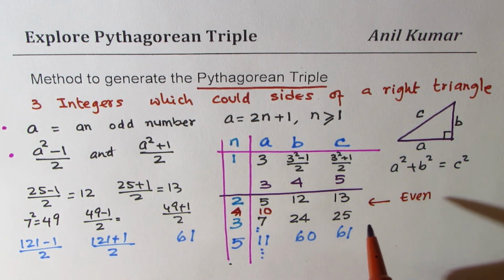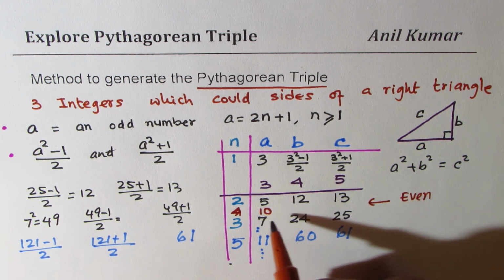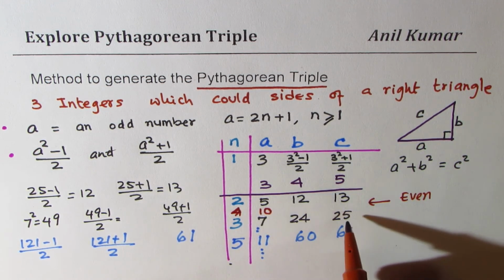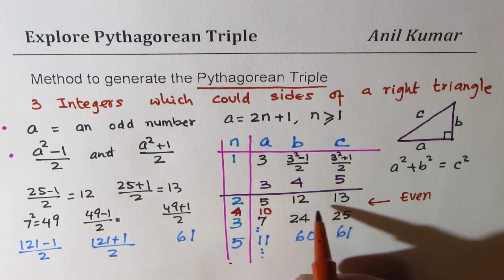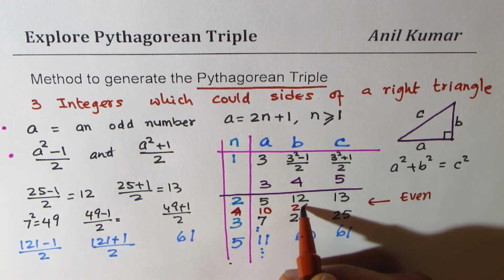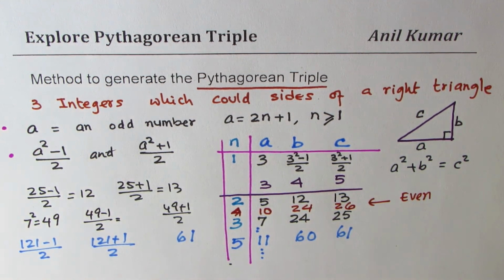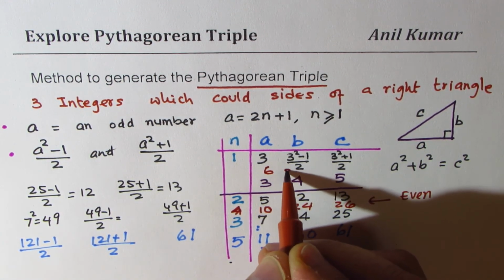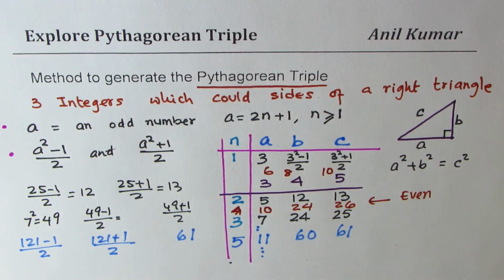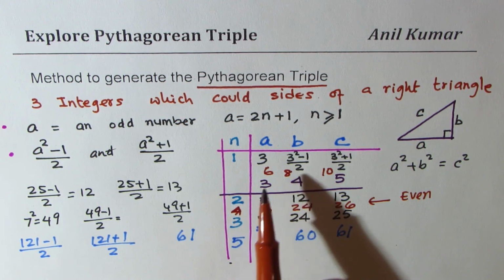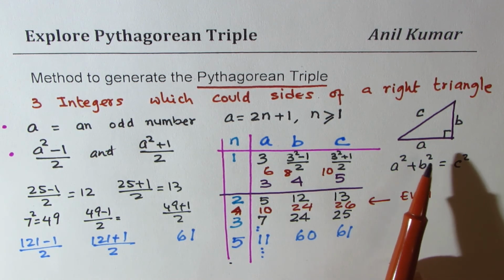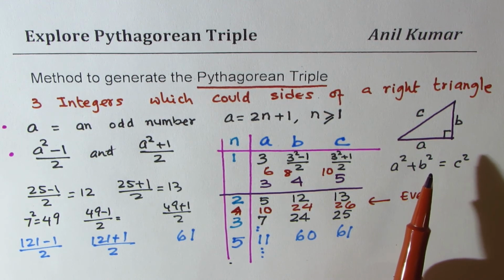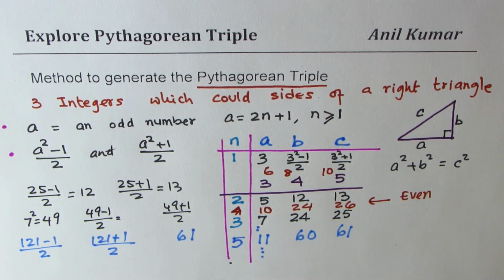If I double 5, 12, 13, I get 10, 24, and 26. Here, 3, 4, and 5, if I double them, I get 6, 8, and 10. Does it make sense to you? Correct? So that is how we could also get the even numbers for triangle triples. You get an idea, right? So that is how we could generate our series.